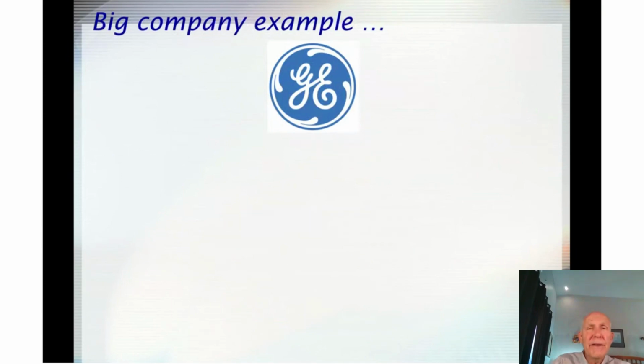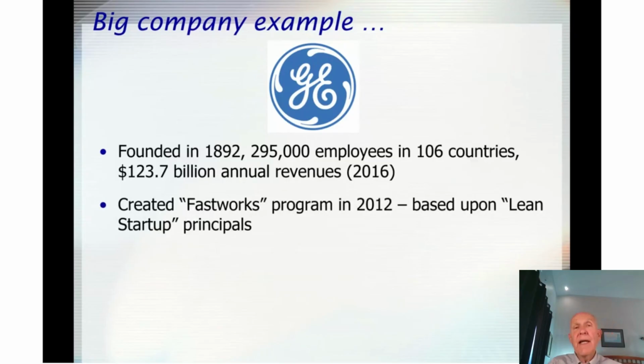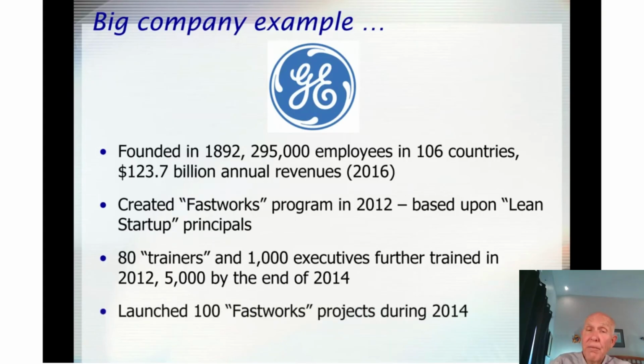Okay, let me give you a big company example. It's not just for startups. General Electric, big international company, all over the world, a lot of revenues, and a lot of different products, from refrigerators to battery systems to jet engines. They decided to convert all of their research to this technique, which they called FastWorks. Based upon lean startup principles, they hired Eric Ries to train people, and by the end of 2014, they had 5,000 R&D people trained in the technique, and they launched their projects.